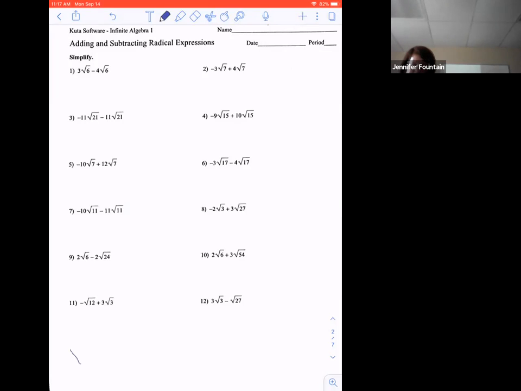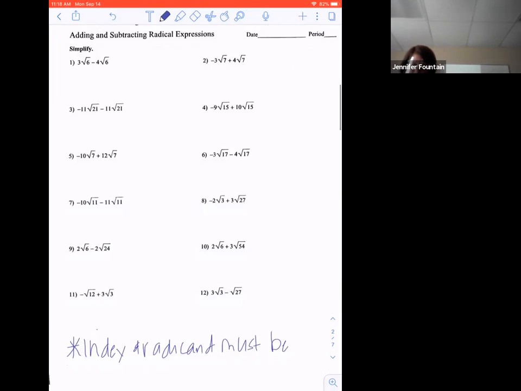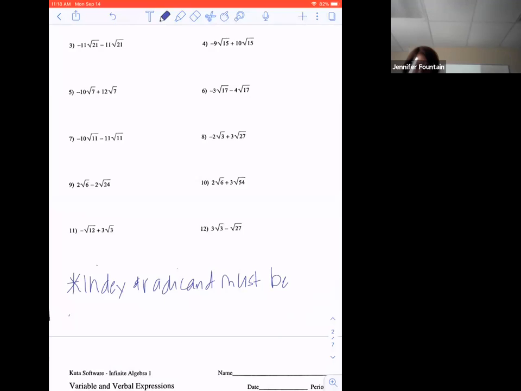So at the bottom, I want you to go ahead and make a note. Index and radicand must be equal to add or subtract.